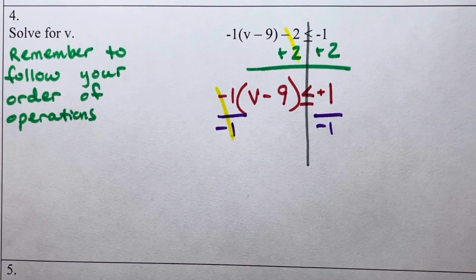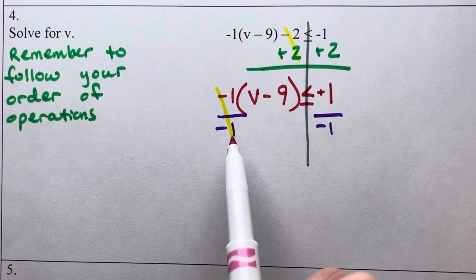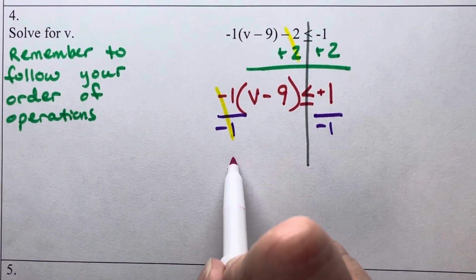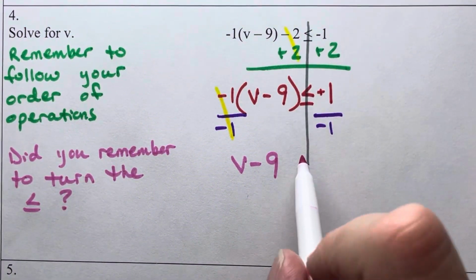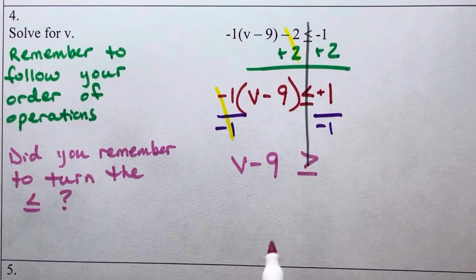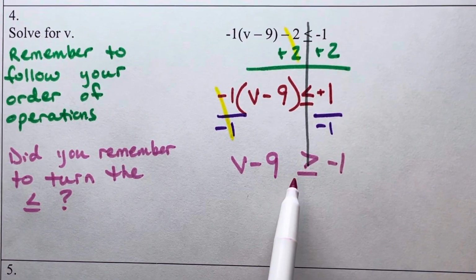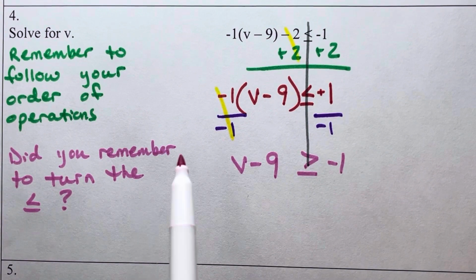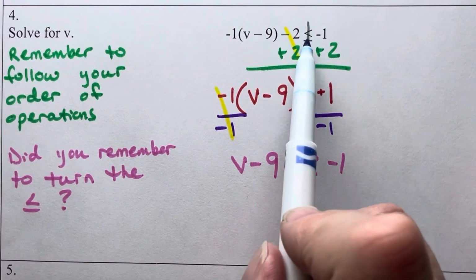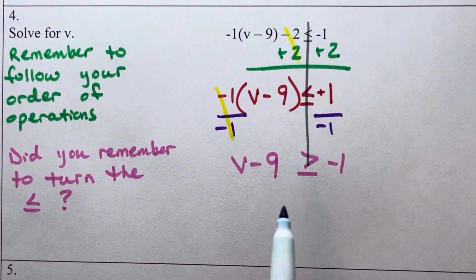So now that my -1's have been canceled out, we have v minus 9 having to be greater than or equal to a -1. Did you catch that? Did you remember to turn your inequality symbol? We divided by a -1, so we have to turn that symbol to face the other direction. It was a less than or equal, now it is a greater than or equal.